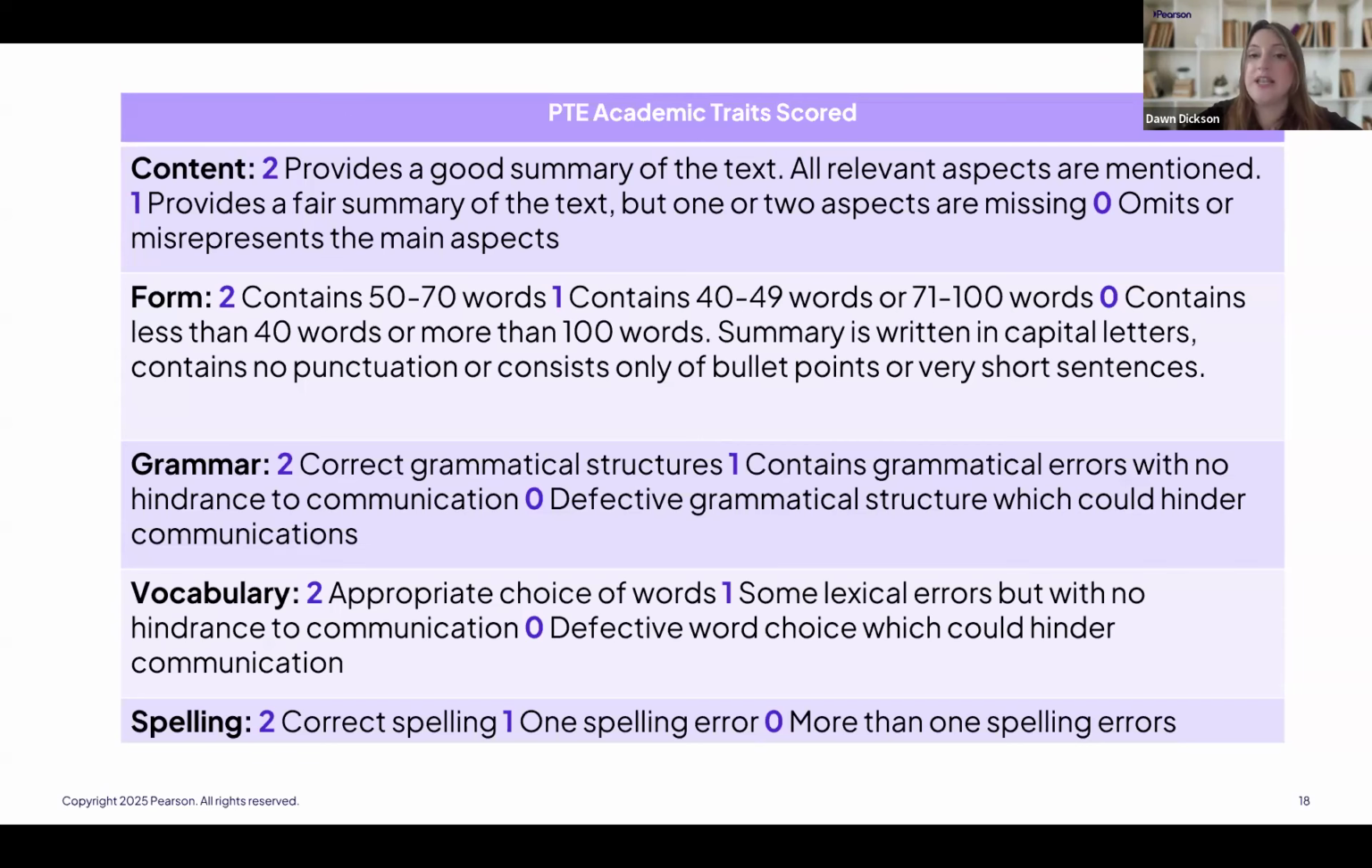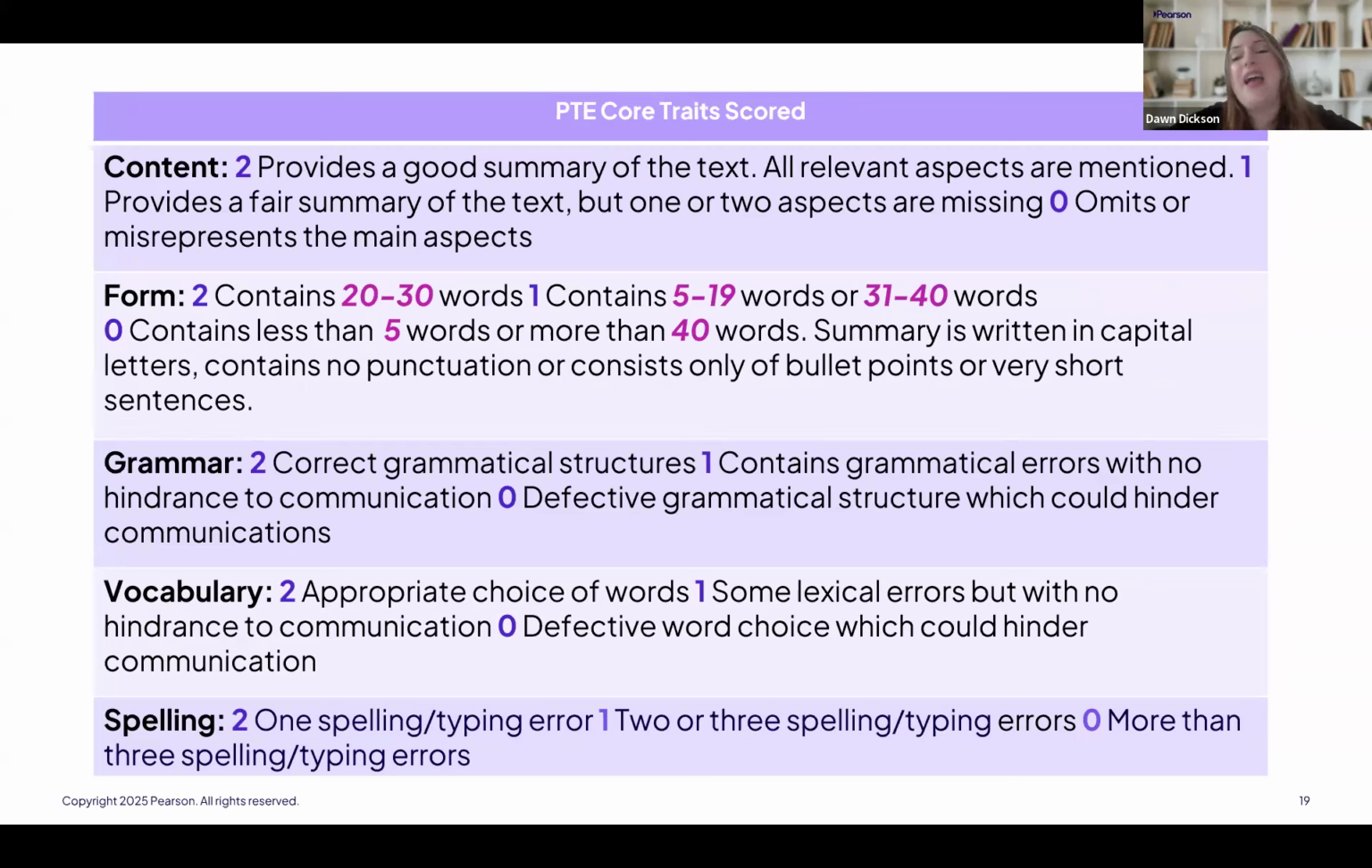And then moving on to the next slide. This is for PTE Core. Everything is the same essentially here. You can see the content, form, grammar, vocabulary, spelling, nothing new here in terms of the partial credit and the way it's scored. The only difference is when it comes to the word limit, which is less, with fewer words for PTE Core. So between 20 and 30 for a full credit response. And as I mentioned before, if they go under the word limit, they will be marked down a point. If they go over the word limit, they will also be marked down a point.